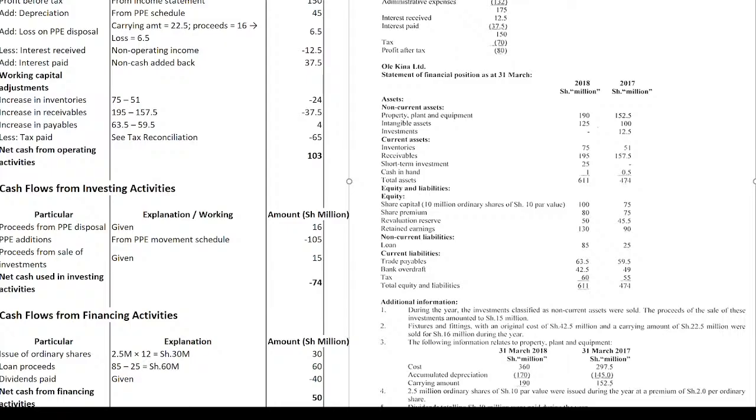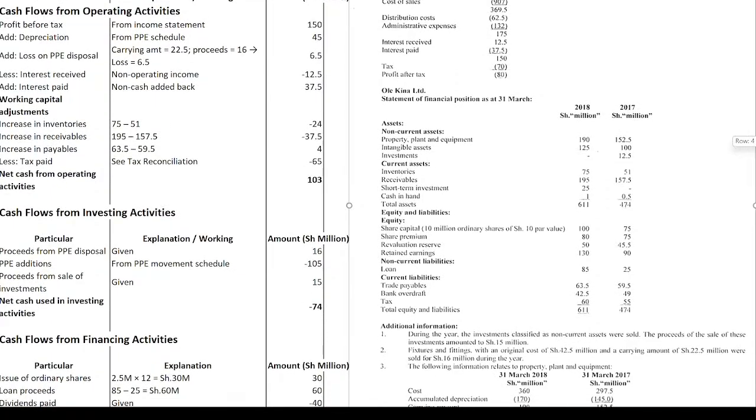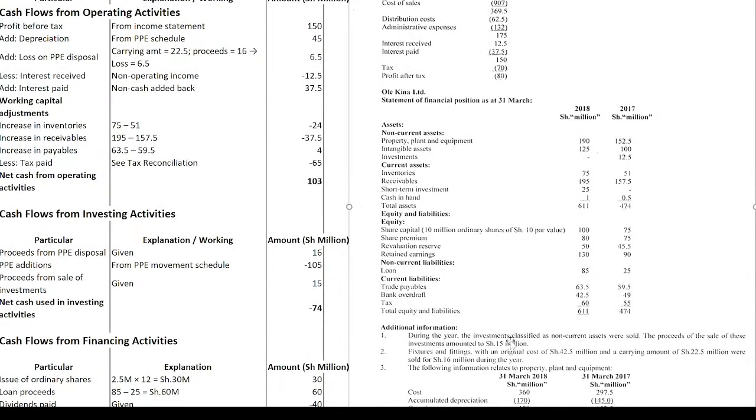Let me see, in our financial information, the sale of this investment amounted to 15. So you also have to add that. So you have the proceeds from sales of investment, which you are given as 15. So here is all about what we invested. So the net cash used in investing, the total, we get that one is a loss, negative 74.